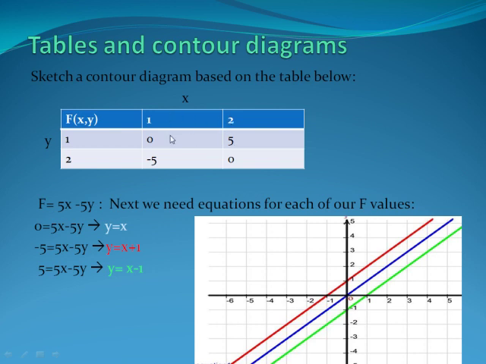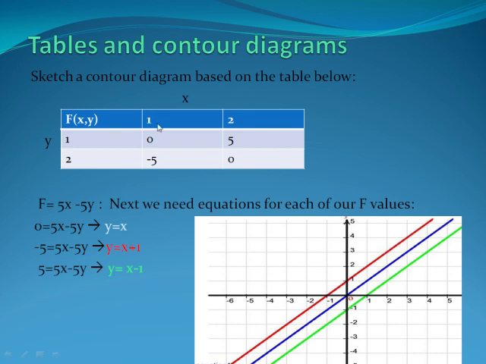So let's start with the x's. If we look at the change of the function capital F over the change in x, we have 5 minus 0 over 2 minus 1. That gives me positive 5. If I look at the change in F in this row, I have 0 minus negative 5, which is 5, over 2 minus 1, which is also 5. So the slope in x is 5, which I represent by 5x.